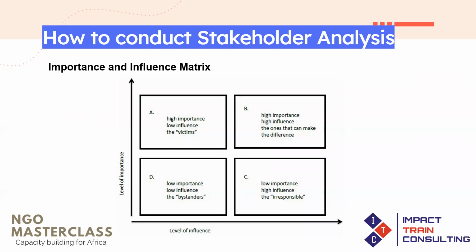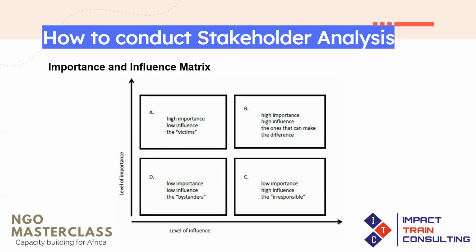Everybody who is included in box A, box B, and box C are your key stakeholders in your project. They can significantly influence the project activities. But most especially in box A, you're going to have people who have the highest importance on that project, but low influence.